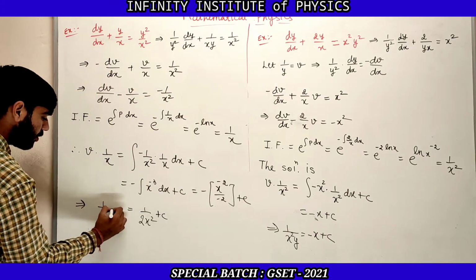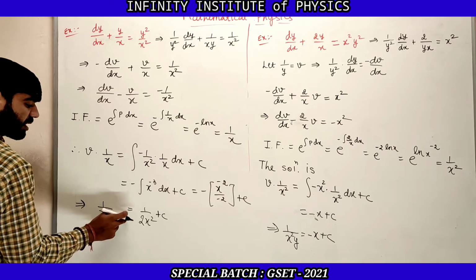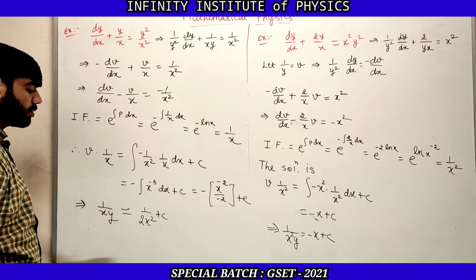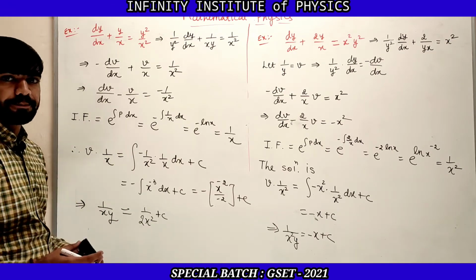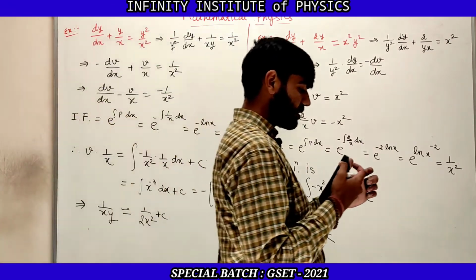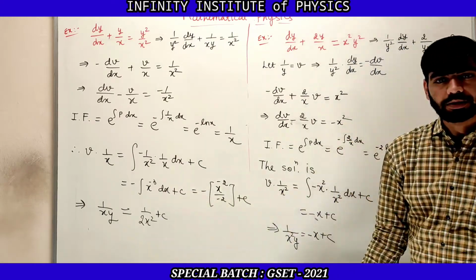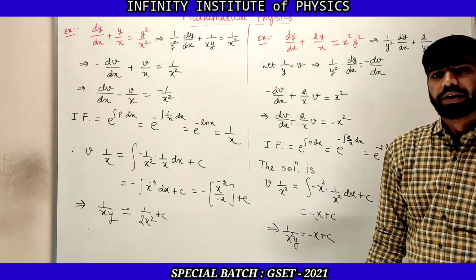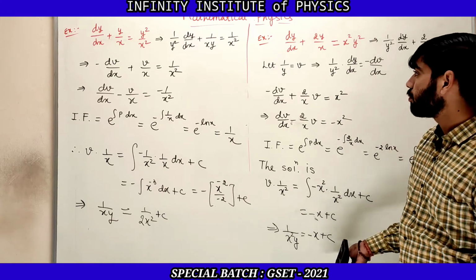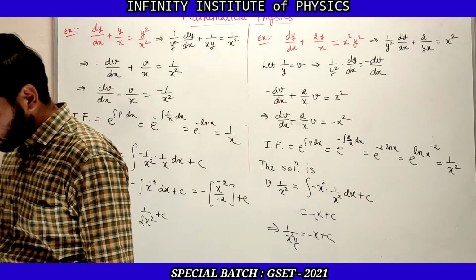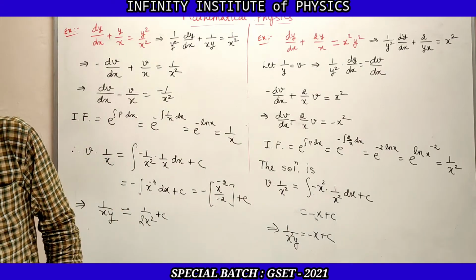It will be 1 upon xy is equal to 1 by 2x square plus c. So this is the solution of the given differential equation. This is how we can find out the solution of Bernoulli's differential equation, which is the case of the non-linear one.